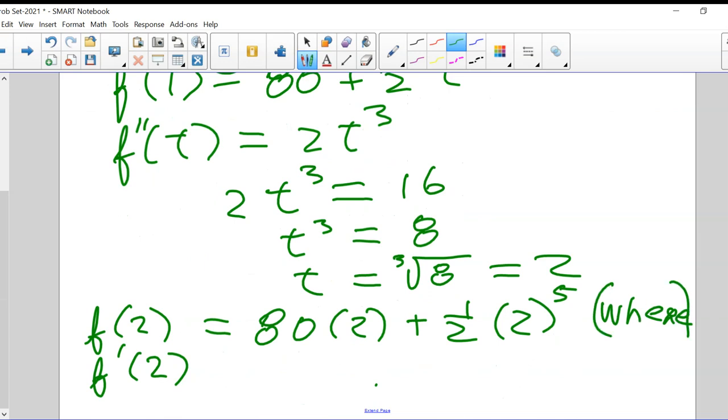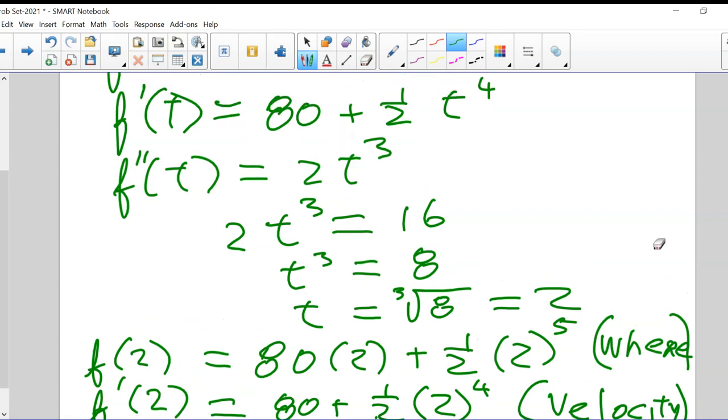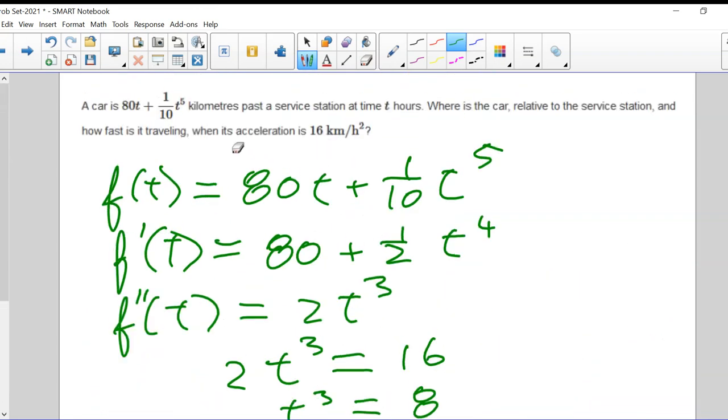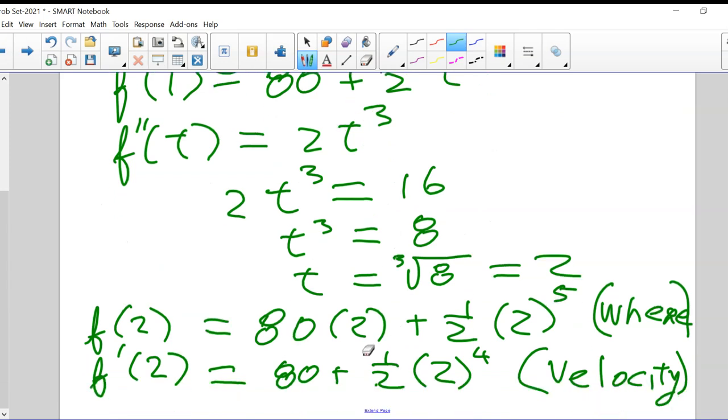Where am I? How far am I past the gas station? The second one, you're going to do the 80 plus a half of 2 to the power of 4. When you get that answer, this answer is a question of velocity. How fast am I going at that point? So when my acceleration is 16 kilometers per hour squared, I am this distance away, once you calculate this, from the gas station, and I am traveling at this velocity, whatever this works out to be.